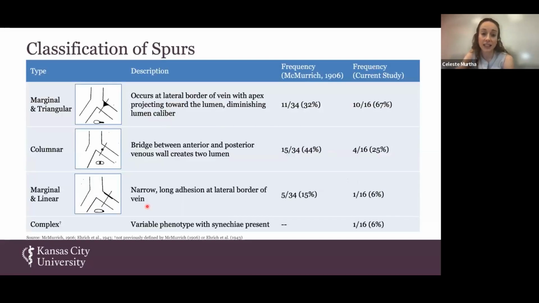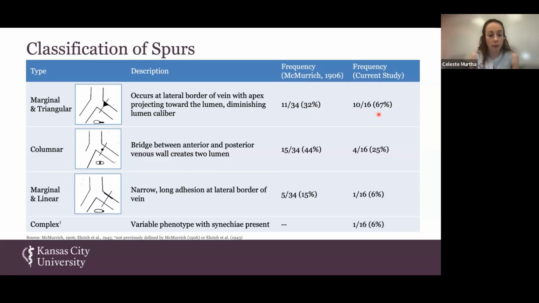In terms of the classification of spurs, this is based on Dr. McMurrick's classification that he developed in 1906, which was further modified by Dr. Eric. So the most common type of spur that we observed was a marginal and triangular spur that sat along the lateral margin of the left common iliac vein with the apex pointing towards the center of the lumen. While Dr. McMurrick observed this in 32% of his population, we observed it in 67% of our population. So that's a pretty big difference there.